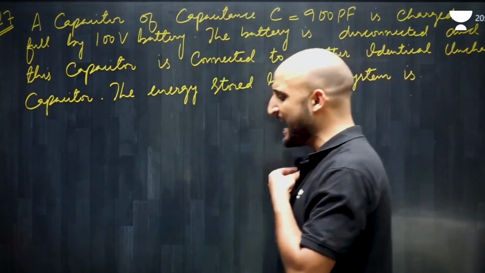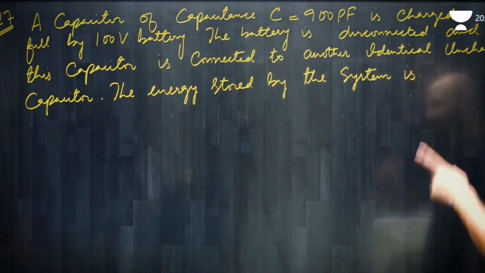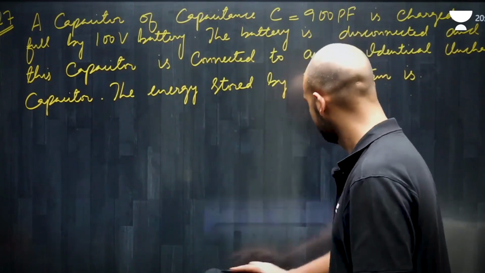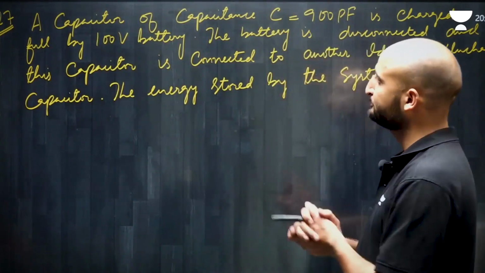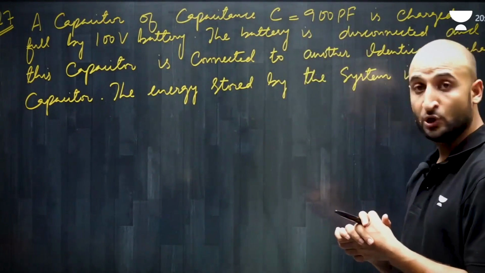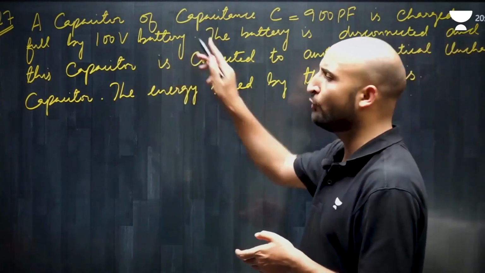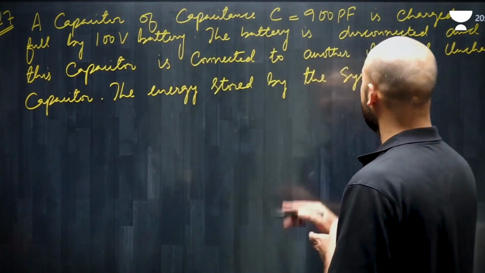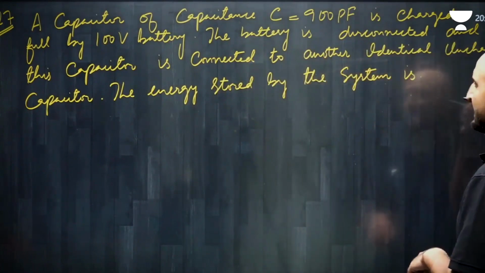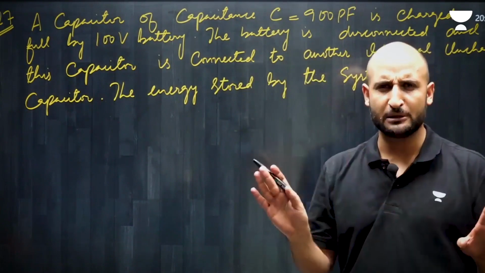Now, a few of these are asked questions. In fact, this one is an asked question. Have a look at what this question is all about. A capacitor of capacitance C equal to 900 picofarad, you know that pico is 10 power minus 12, is charged fully by a 100 volt battery. The battery is disconnected, and this capacitor is connected to another identical uncharged capacitor. The energy stored by the system is very simple, not a big deal.